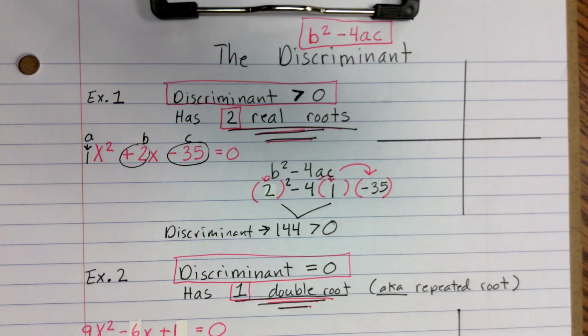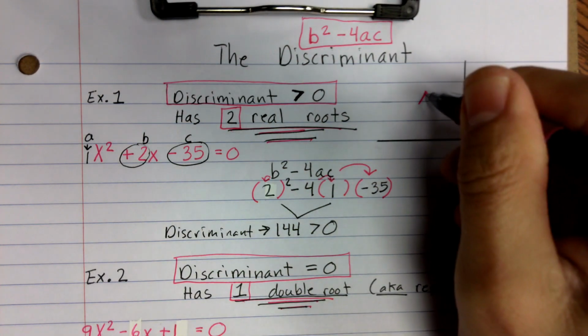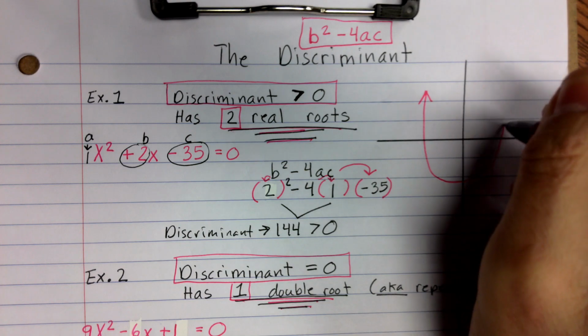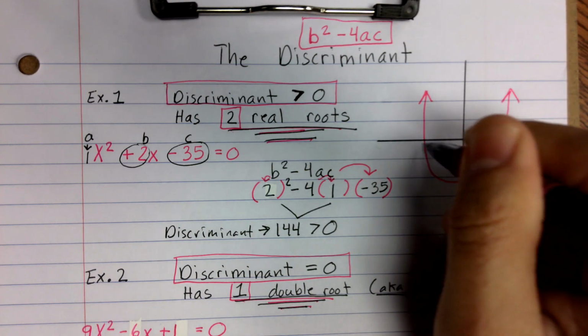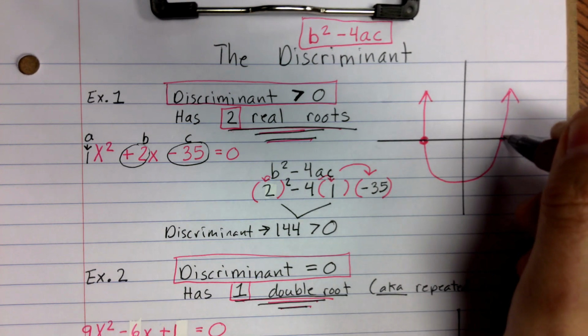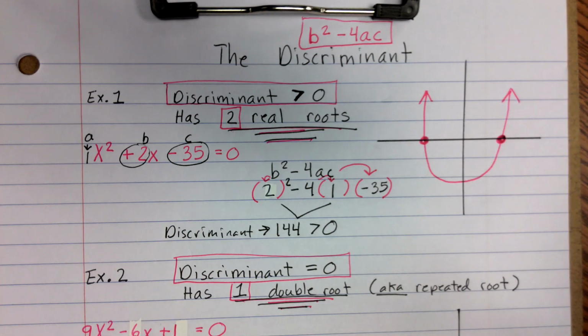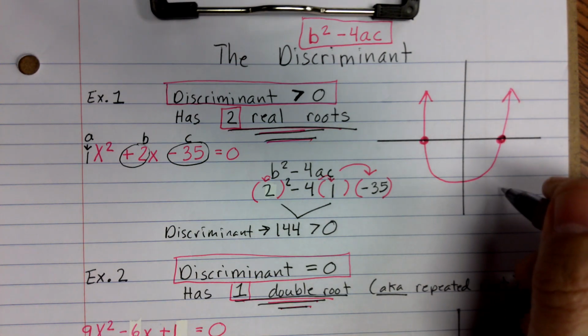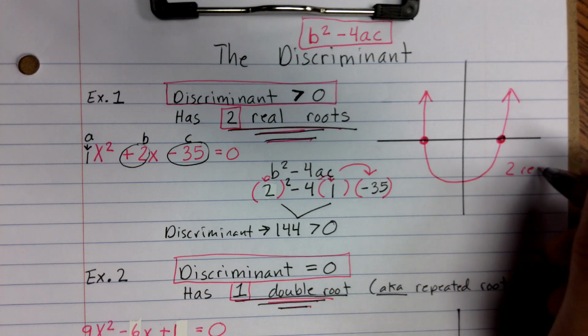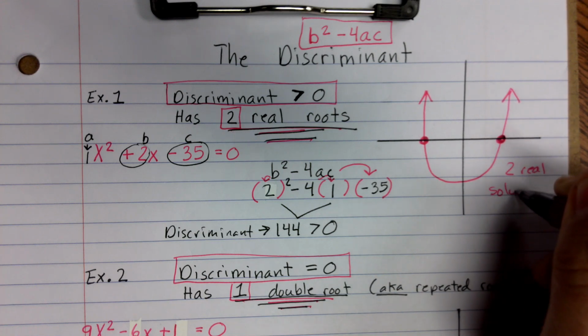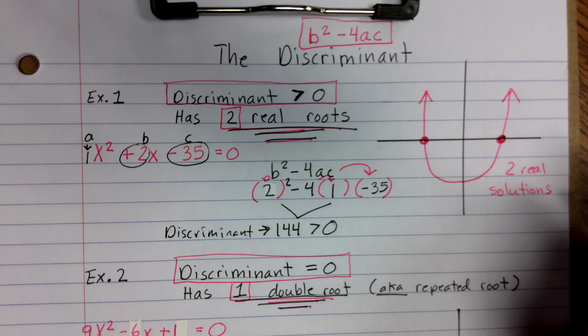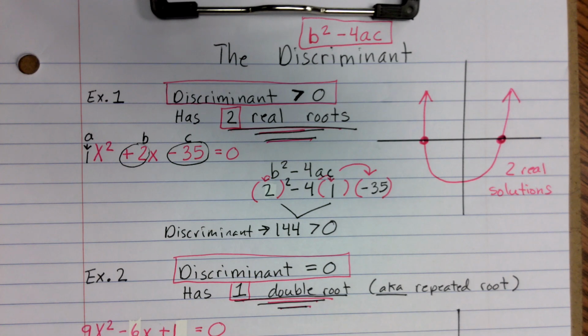I'm going to go ahead and just draw a sketch. So this is what our graph looks like when our discriminant shows that we have 2 real solutions. It means that it crosses in 2 places on the number line. Now, let's take a look at the next one.